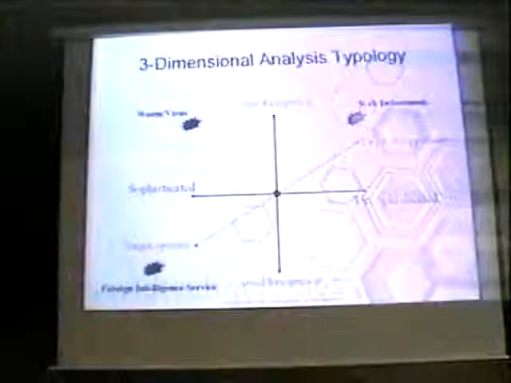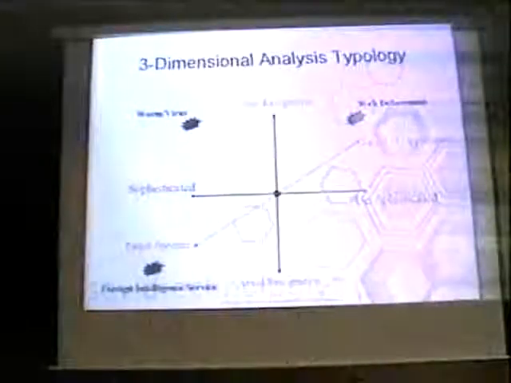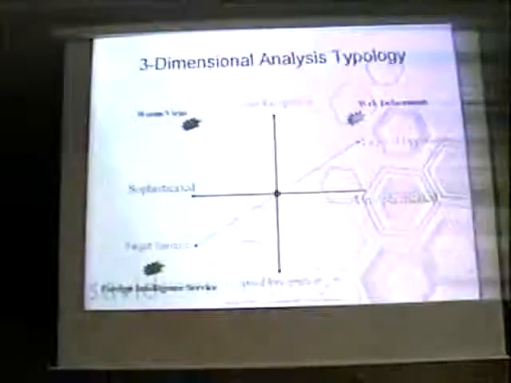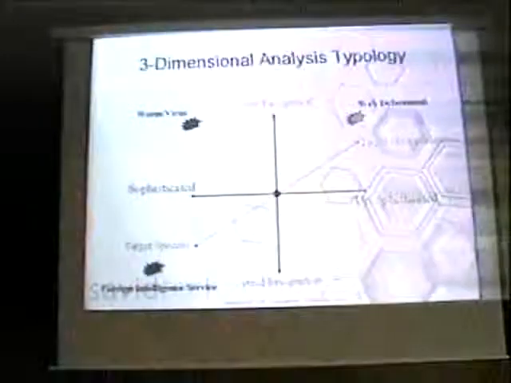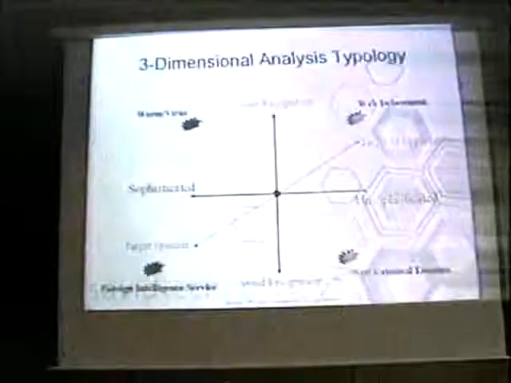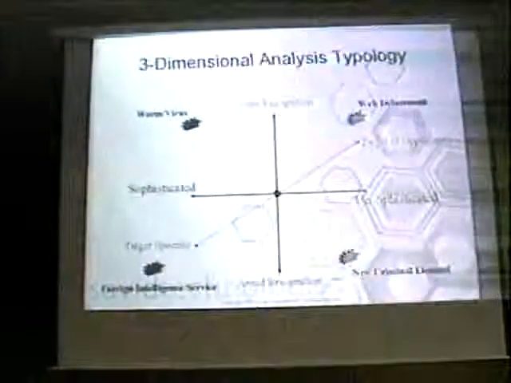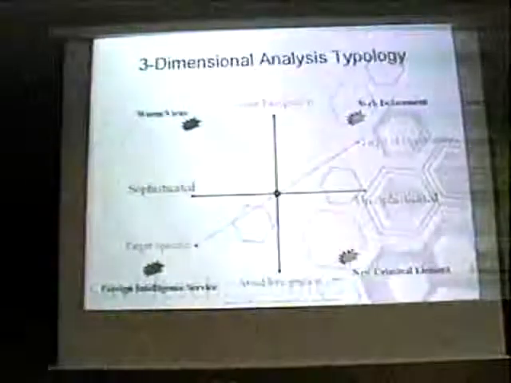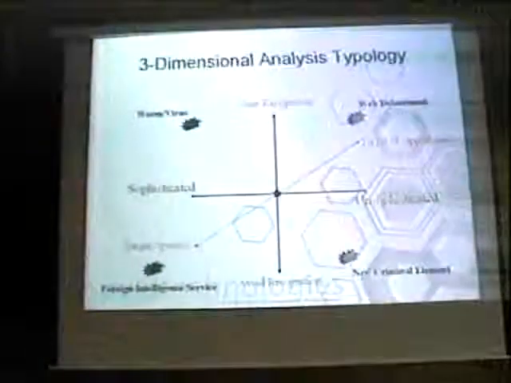A new worm or virus, they definitely want to gain recognition, and they're normally highly sophisticated. Foreign intelligence services are also highly sophisticated, and they want to avoid recognition. Web defacements, of course, they want the world to see, and web defacement is not a very sophisticated form of attack, not anymore. Then you have a new criminal element. They're unsophisticated because they're learning, and in today's world, criminal elements are actually getting really sophisticated with what they're doing, but they also want to avoid recognition. So there are these types that you can try to put attackers into.